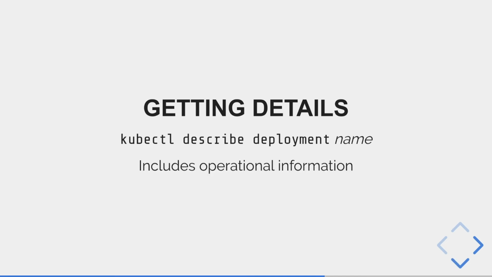What if we want to get further details about a deployment? kubectl describe deployment and then the deployment name. This will include some operational information such as the pods, the amount of memory or CPU that it might be consuming, but this is generally not where I like inspecting this information. There are better tools available for that.